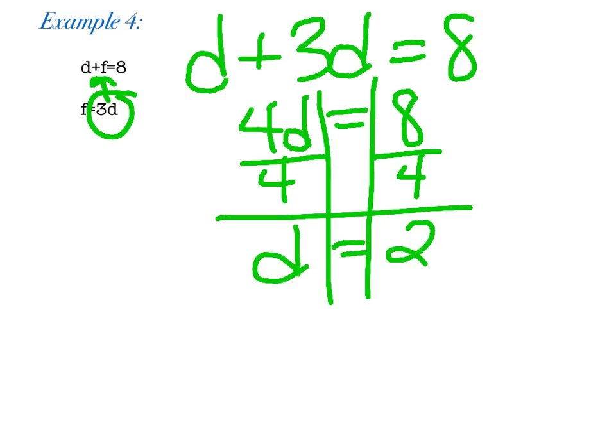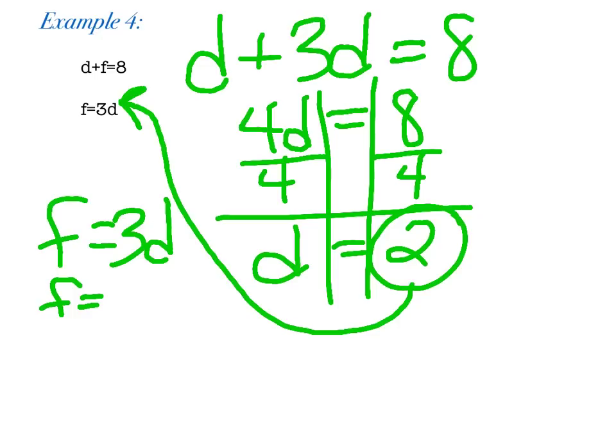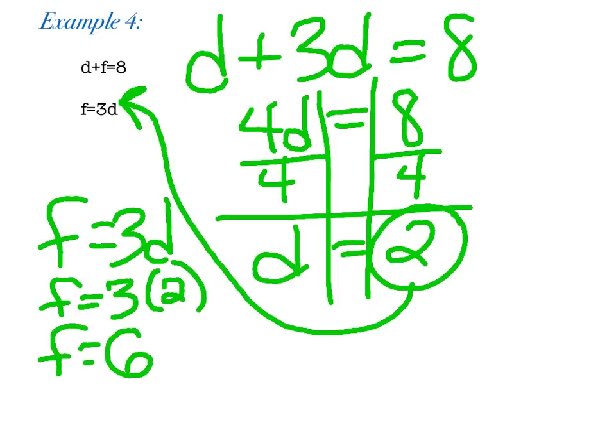Now step 4 stated that you might have to substitute this value back into the other equation so that I can have one final numerical value for f. So I need to write down that equation, substitute 2 in for d, since that's what I just solved for, in order to get the final numerical value of 6 for f.